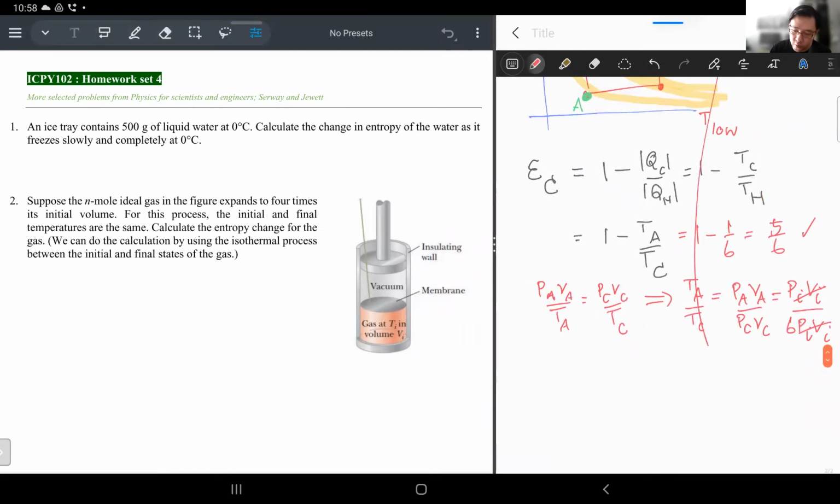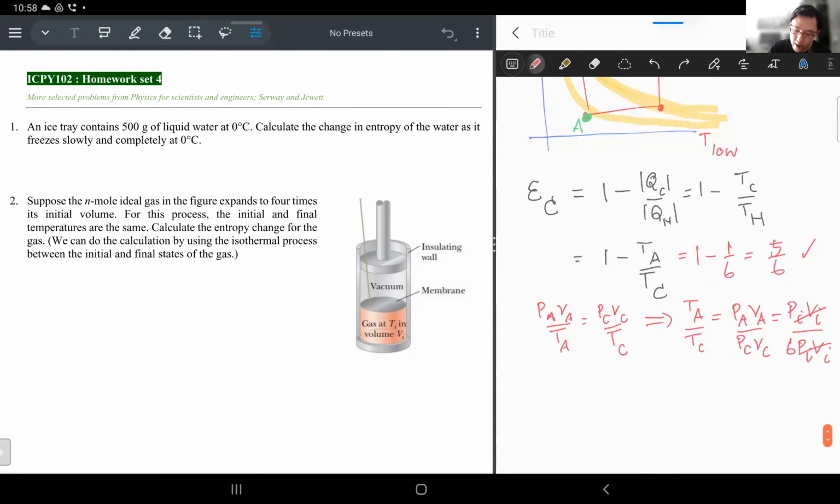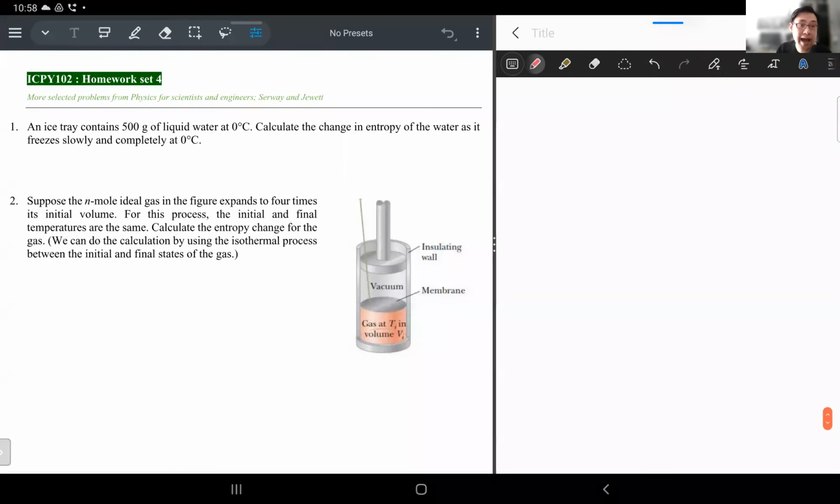Number 1 is a good one, because if you can get number 1, the rest should be good. An ice tray contains 500 grams of liquid water at 0 degrees Celsius. That's good, it's just the liquid water, but at 0 degrees C. Calculate the change in entropy of the water as it freezes slowly and completely at 0 degrees Celsius.